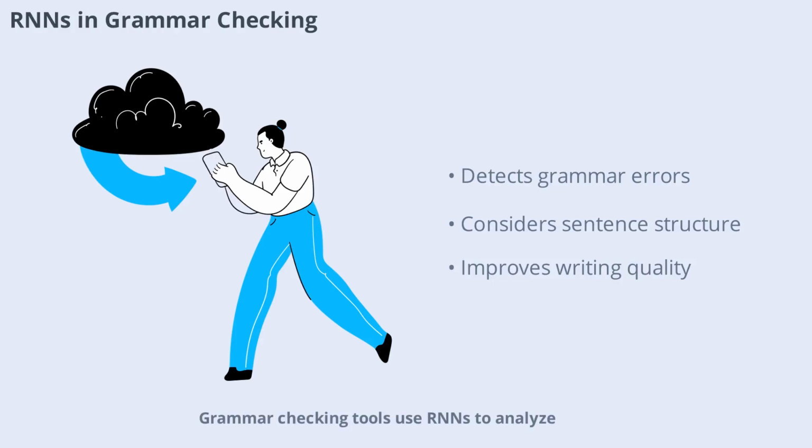Grammar checking tools use RNNs to analyze the structure of sentences and identify grammatical errors. By considering the sequence and context of words, RNNs can detect mistakes that simple rule-based systems might overlook, providing more accurate and helpful feedback to writers.